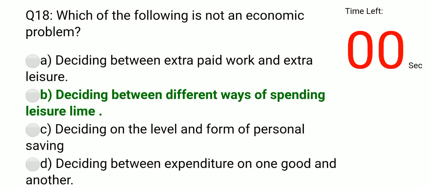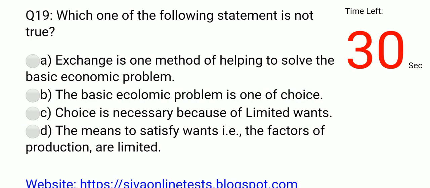Answer. B. Deciding between different ways of spending leisure time. Question 19. Which one of the following statements is not true? Options. A. Exchange is one method of helping to solve the basic economic problem. B. The basic economic problem is one of choice. C. Choice is necessary because of limited wants. D. The means to satisfy wants, i.e., the factors of production, are limited.